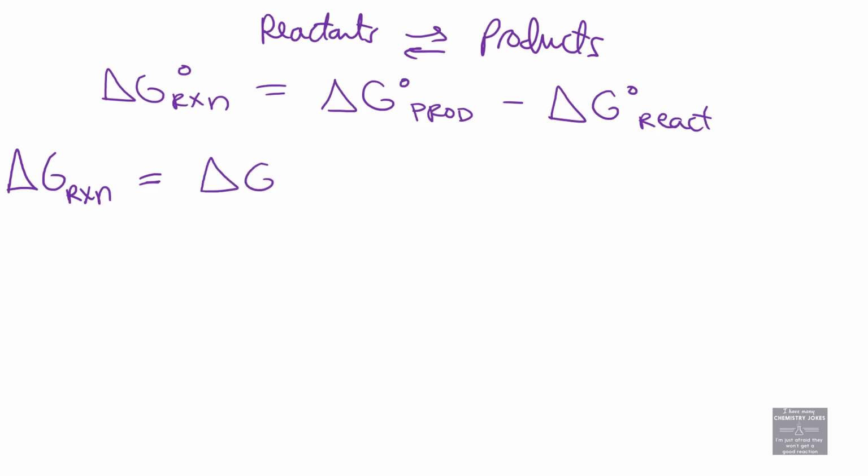I don't want to write it. Sure, I'll write it more step by step. Hold on. Delta G non-standard of the products minus delta G non-standard of the reactants.